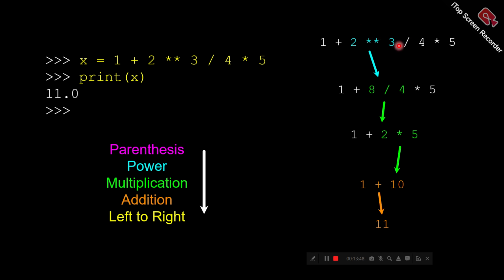It will do the power first. 2 raised to the power 3, 2 cubed is 8. Now we have 1 plus 8 divided by 4 multiplied by 5. So first, left to right, it will divide 8 by 4, which is 2, and then we'll multiply by 5. And now last, we are left with the addition. The final value will be 11.